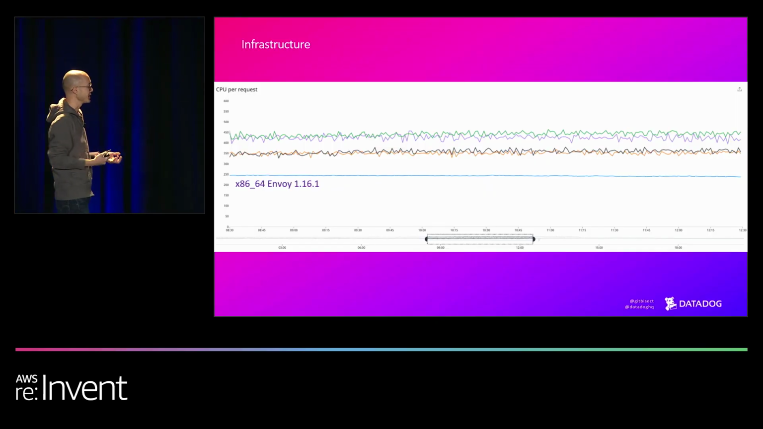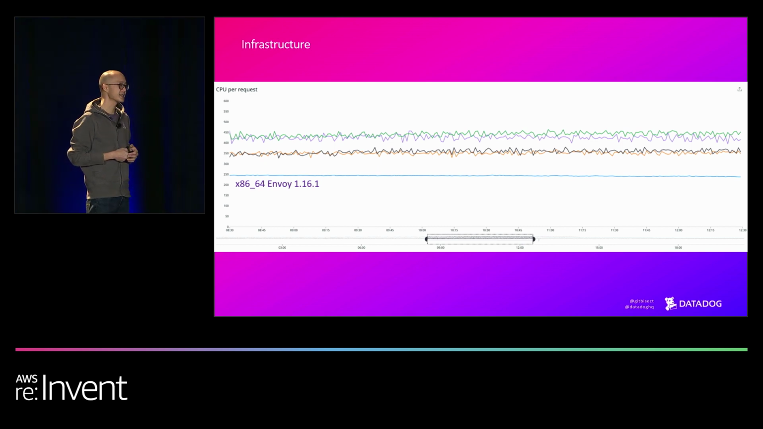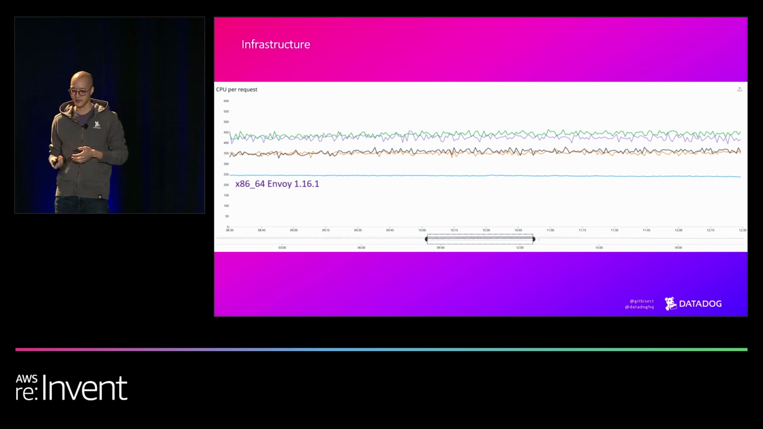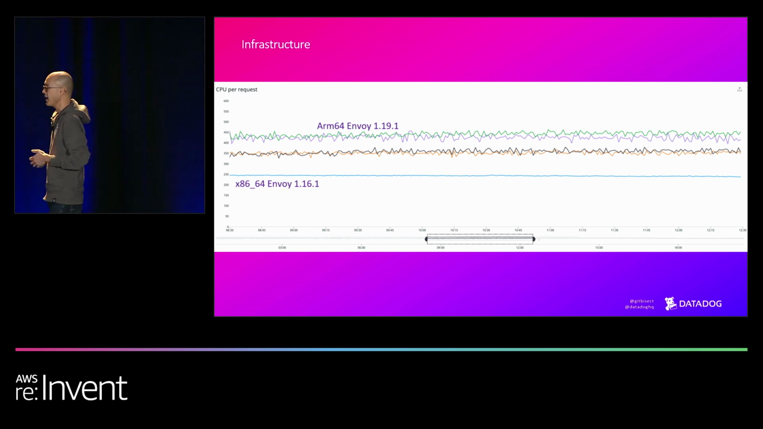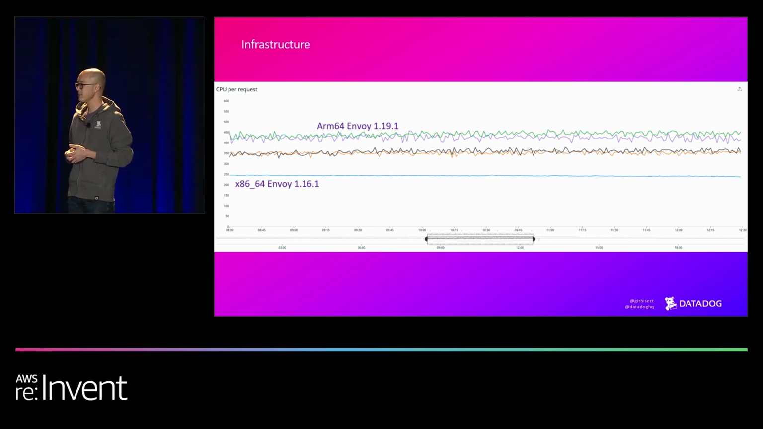So as mentioned, we decided to measure things. On the bottom here, we have x86. It's running Envoy 1.16. This was our baseline. We are running 1.16 in production on our x86 services. We can see here the CPU per request. And then we decided to try that migration. The latest Envoy at the time was 1.19. It actually had a bunch of ARM64 performance improvements. And it was twice as bad in terms of CPU per request.